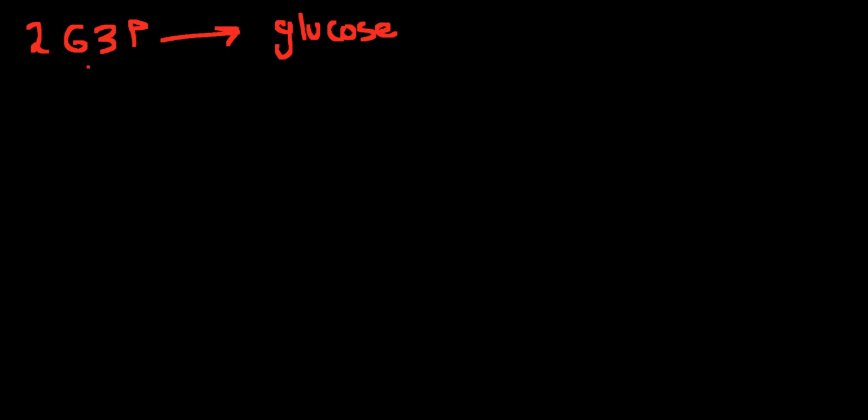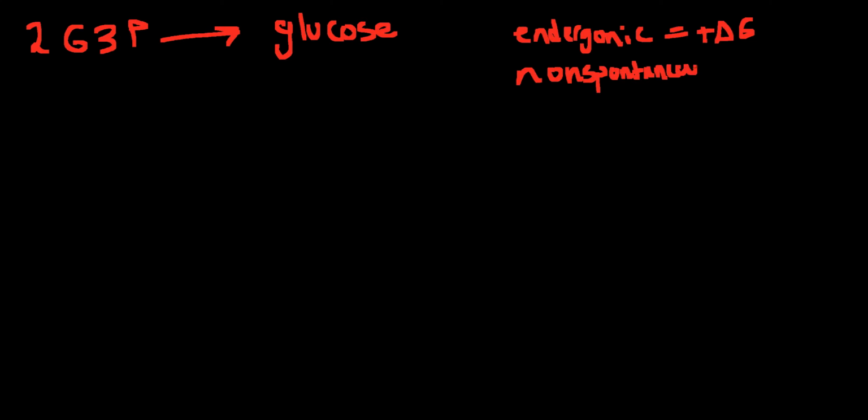So the Calvin cycle is an endergonic reaction that's non-spontaneous. So what these words mean: endergonic means it has a positive delta G, and non-spontaneous means that it needs energy to occur. It doesn't occur naturally. You have to invest energy, you have to put in the work for it to happen.